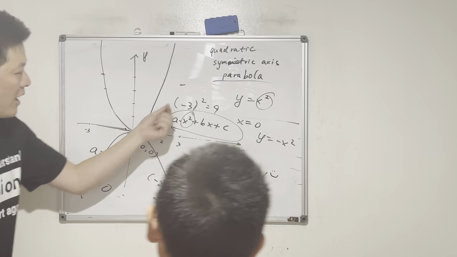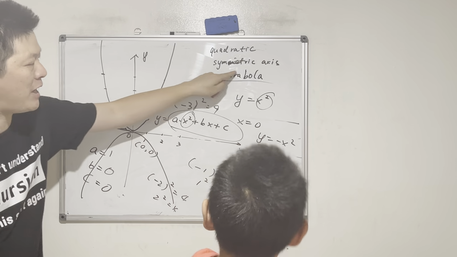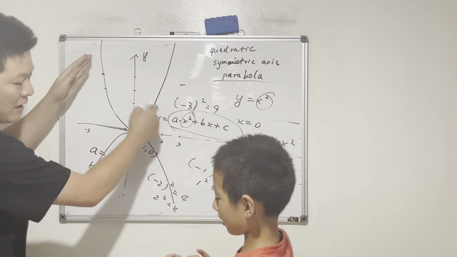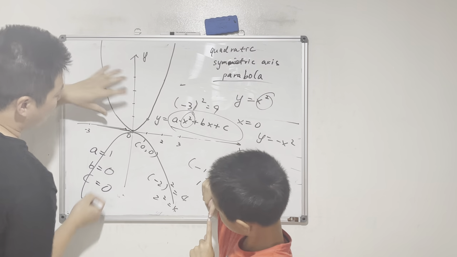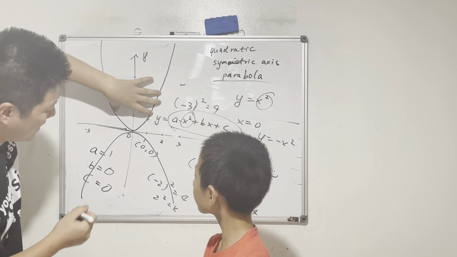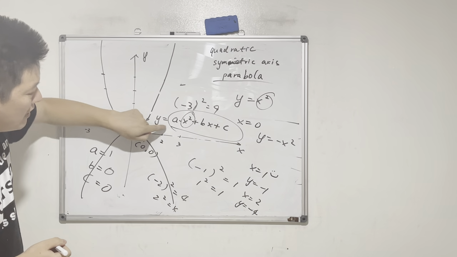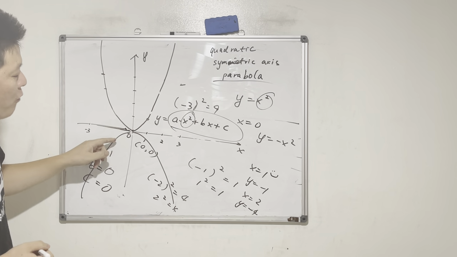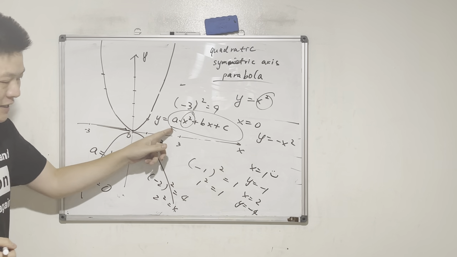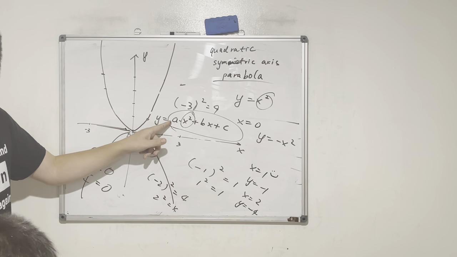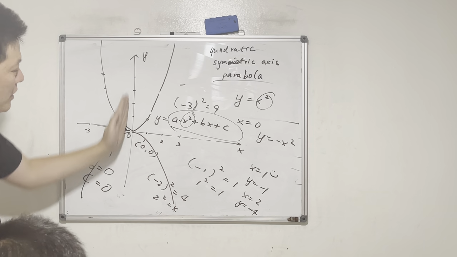So when a is negative, you'll get something like that, right? When a is positive, you'll get something like that, right? That's the first thing. And if we find the symmetric axis, we can find the minimum of the function at this point if a is positive, or the maximum value of this function if a is negative, right?